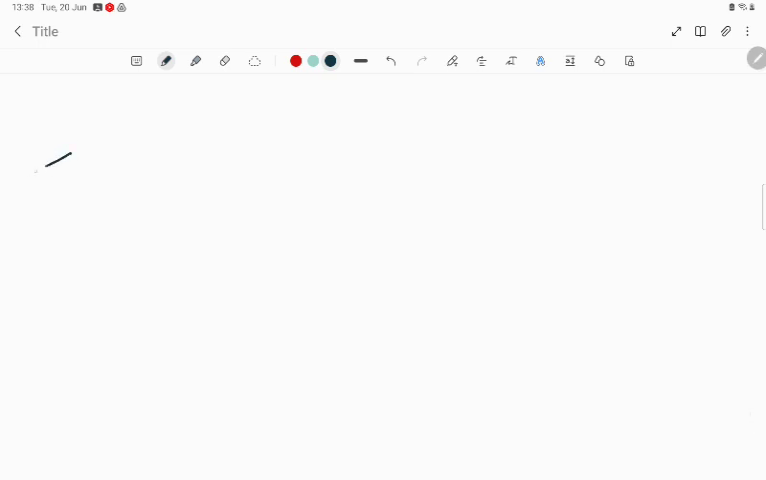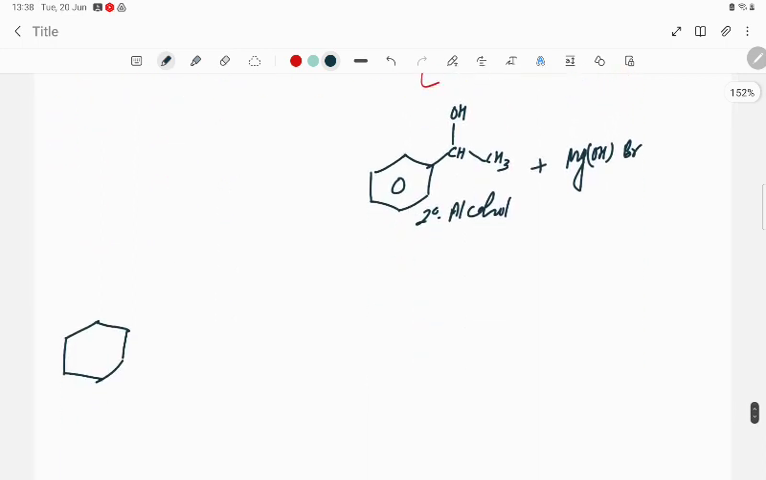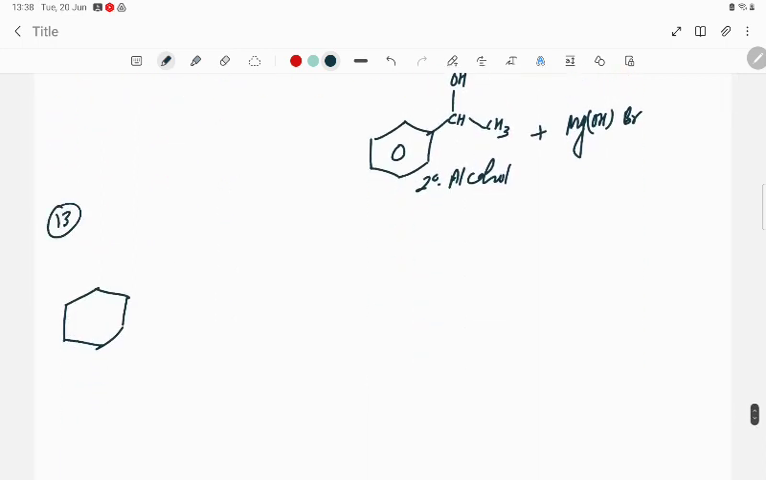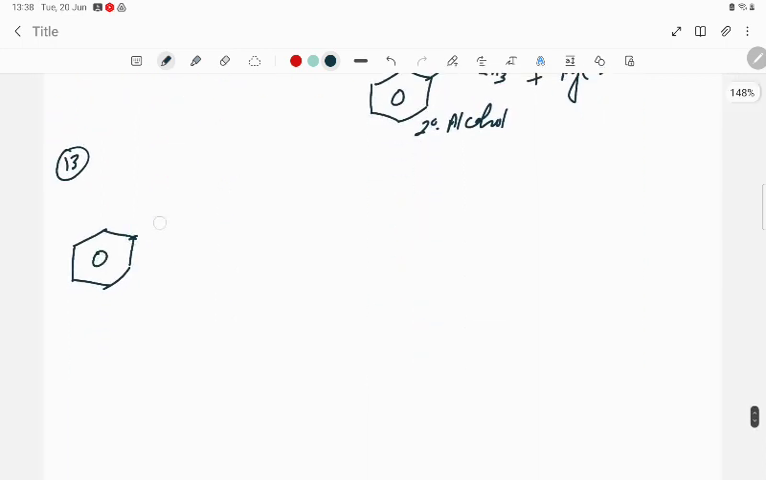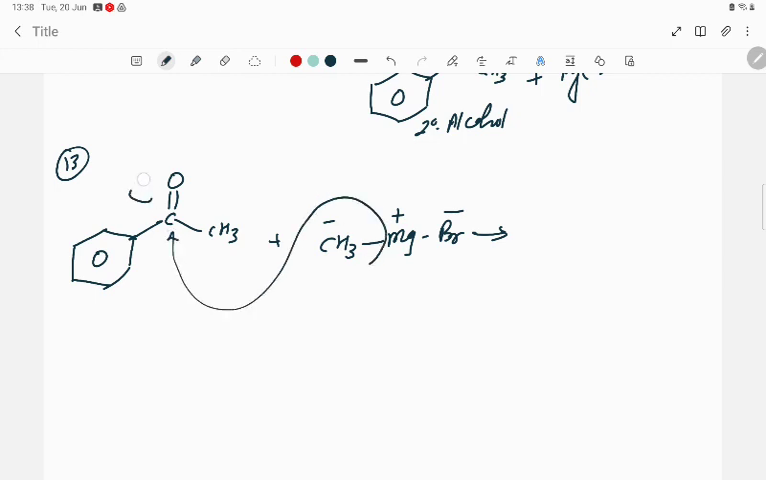Let us do the ketone, student. This is acetophenone. This question will be number 13, student. Suppose this is C double bond O, here is CH3. Now what we are going to do, student, we are taking the Grignard reagent. You can take the CH3, this is the Mg, and here is Br. So let us see, this is negative, positive, negative. This bond is shifting here, so this will attract magnesium ion.